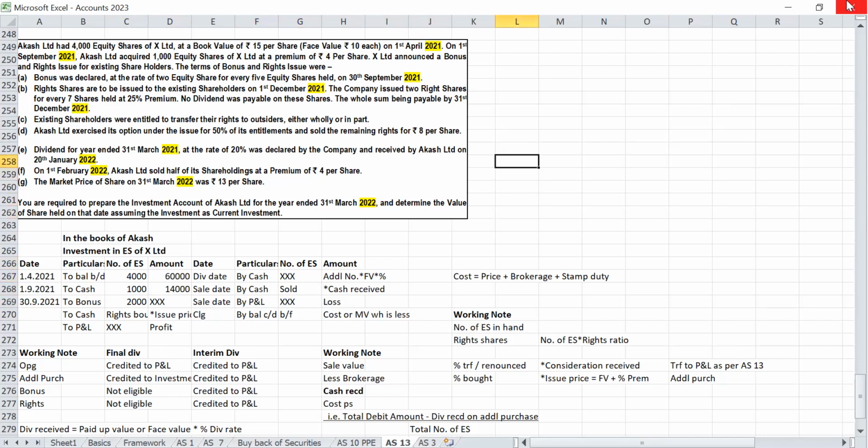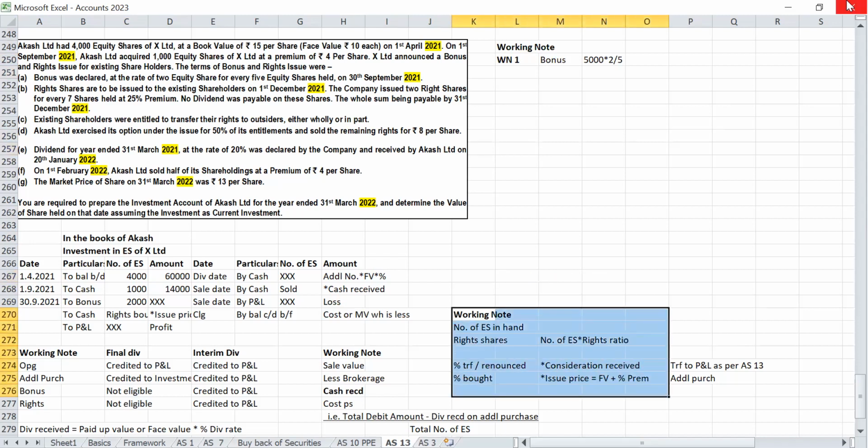Next, the rights shares are to be issued to the existing shareholders. Bonus will be 5,000 into 2 divided by 5. And on 1st December, the company issued 2 rights shares for every 7. For every 7, they issued 2, meaning 2,000.